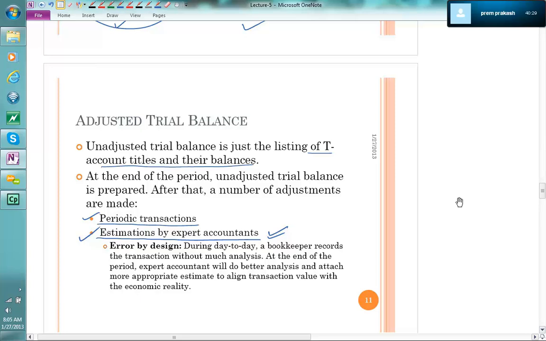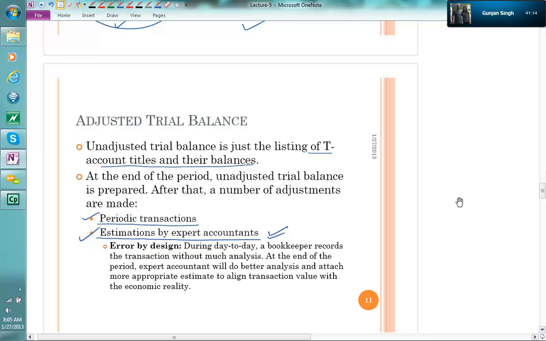So the day-to-day bookkeeper does not have the specialized knowledge about attaching a correct value to that transaction. Or suppose you are working in a software company and you are paid on the basis of how much code you have written. Obviously the bookkeeper or any person will not have a good idea how much percentage of the code is written. So you need an expert software person who knows how to assess whether all the functionalities in the requirement document are captured. That person is not going to come to the office every day. He will come at the end of the period and then he will assign the correct value.